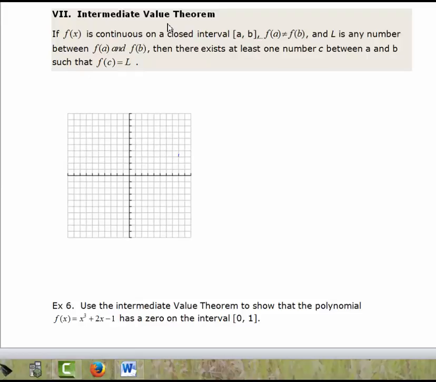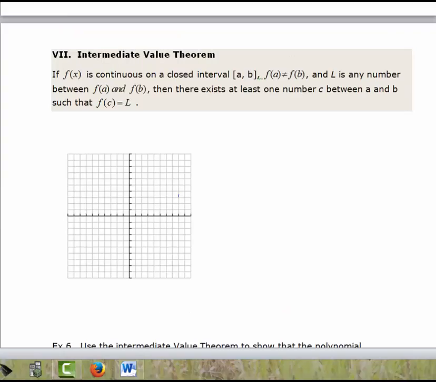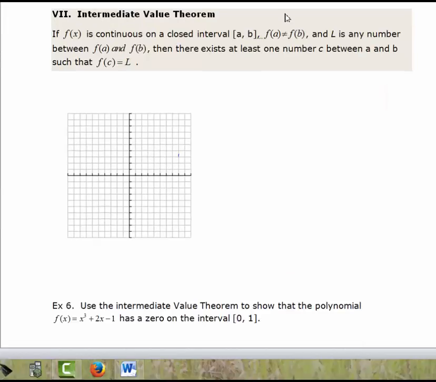What it's basically saying is that for a continuous function on this interval a and b, if there's some value c between a and b, then f of c will fall between f of a and f of b. And the best way to show this is just to draw a picture.